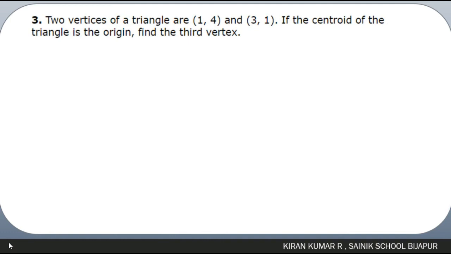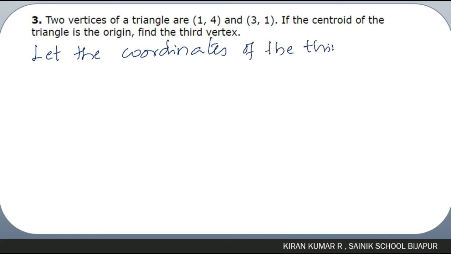Let us solve one more question before winding up session. The question number 3. Two vertices of the triangle are 1 comma 4 and 3 comma minus 1. If the centroid of the triangle is the origin, then find the third vertex. So let the coordinates of the third vertex be h comma k. I'm just considering two letters.